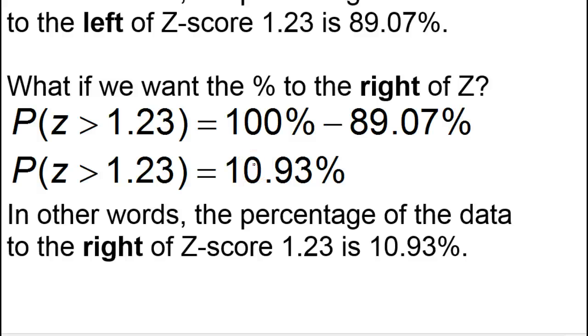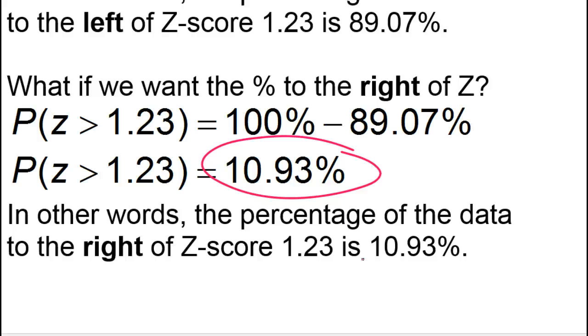Now, what if we want the percent to the right of a given z-score? We want to know what percent is higher than a particular value. Just understand you would have to subtract from 100 then. If 60% of data is below a certain number, obviously what percent is going to be above that number? If 60% is below, then that leaves 40% to be above. You simply subtract from 100. So in this case, 89.07% of the data was below this z-score. If I wanted to know above, I would subtract that from 100, and that would be 10.93% above.